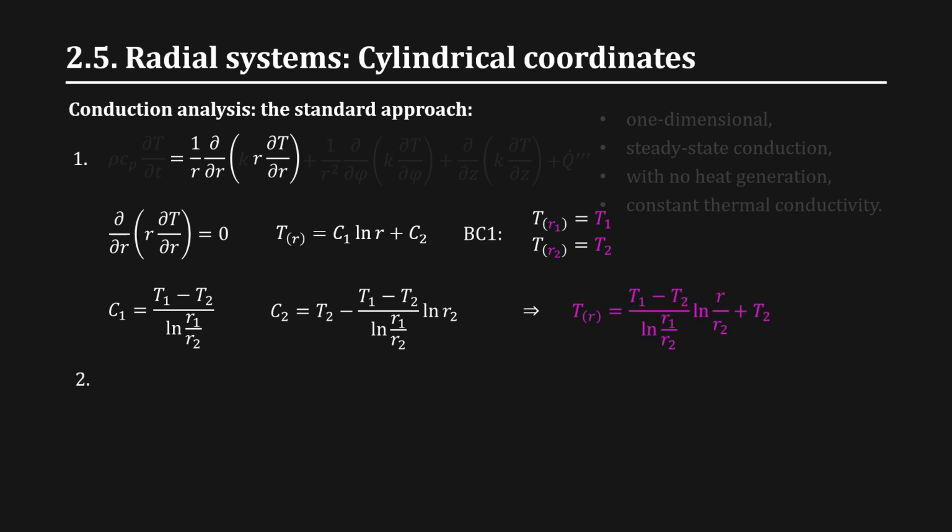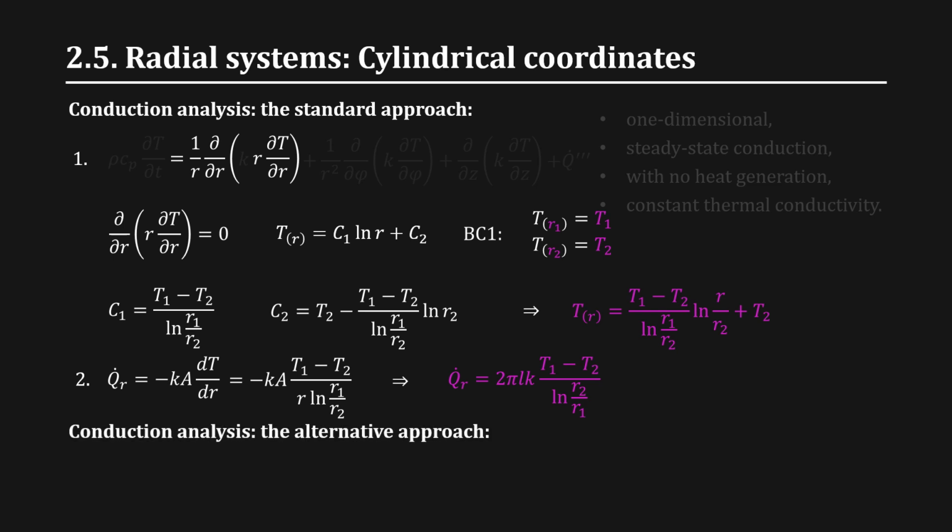Now we can apply Fourier's law to determine the heat transfer rate. Q equals minus k times A times the derivative of the temperature function T with respect to r, which is the derivative of the temperature distribution equation. And by rearranging this equation, we get the heat transfer rate equation for the above-mentioned conditions.